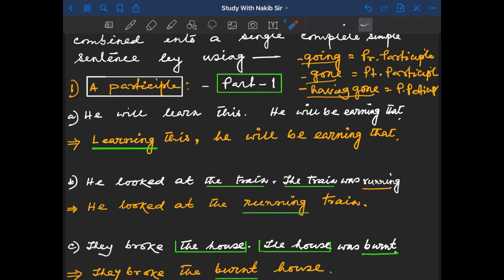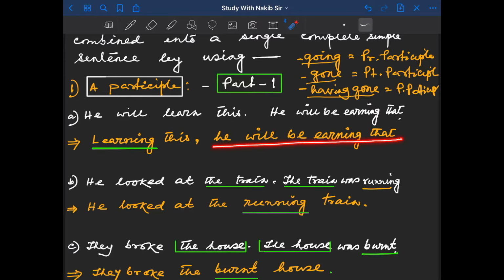This one, he will learn this, as if this is a cause, C-A-U-S-E, cause, and he will be earning that, as if it is looking like an effect. If he does this work, he can do this like this. So this is the effect. We'll keep this part as it is and we'll write this and see, he will be earning that. I have written he will be earning that.